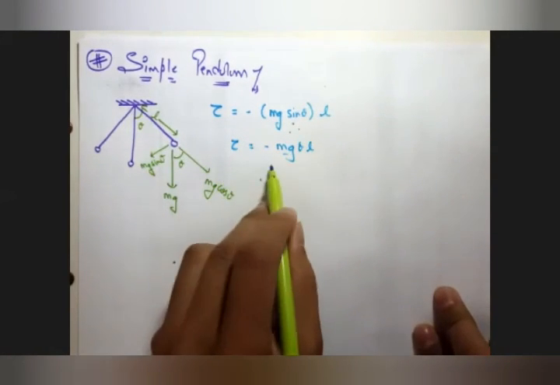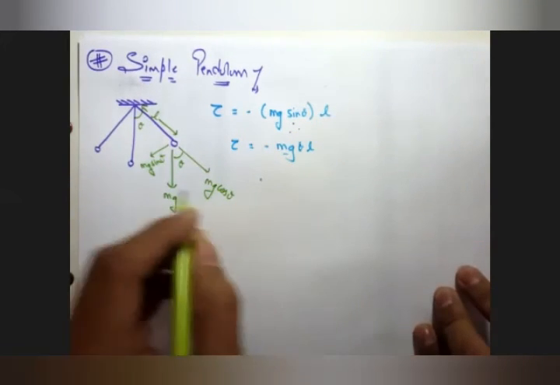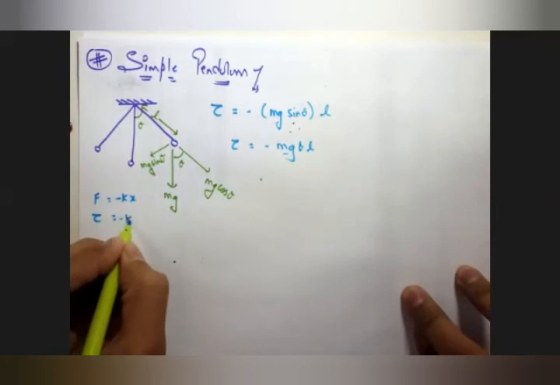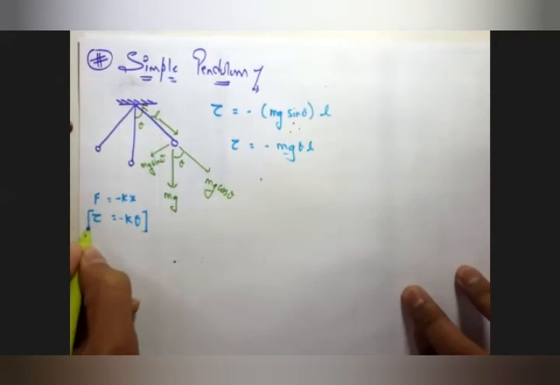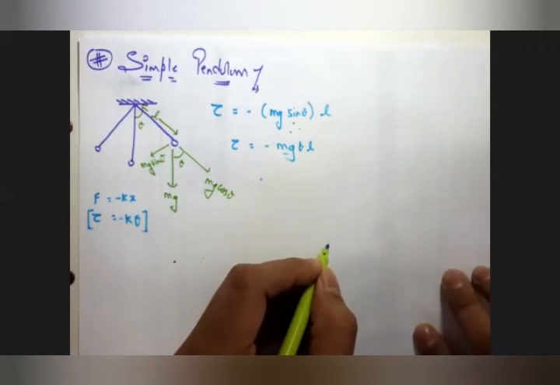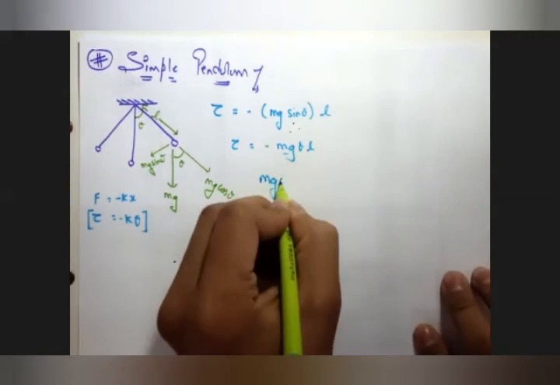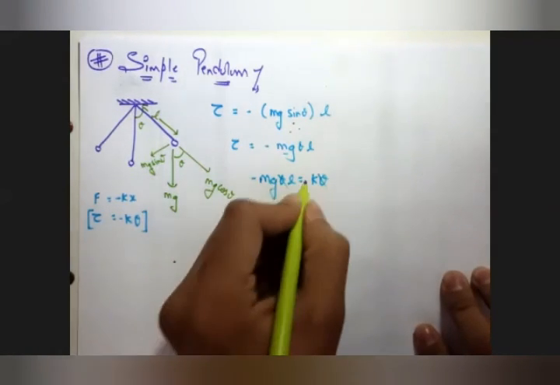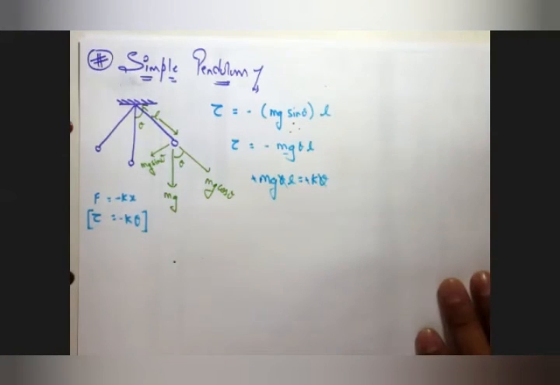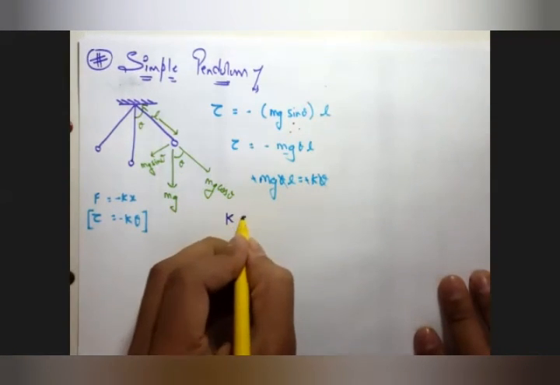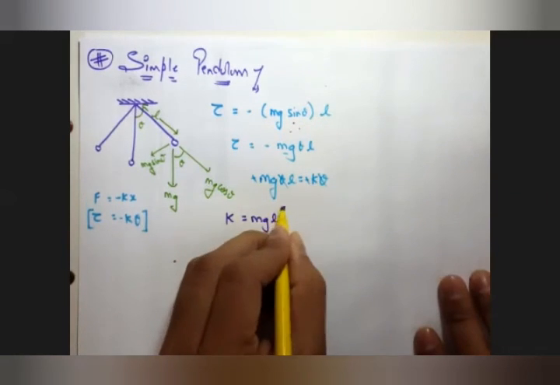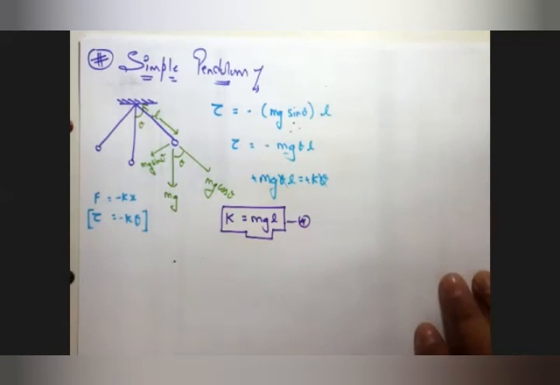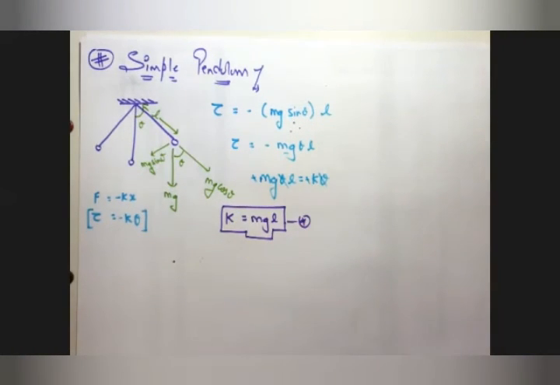The restoring torque has its formula as minus k theta. The restoring force says minus kx. Force becomes torque, k is as it is, x becomes angular displacement theta, which gives minus k theta. So I can say minus mg theta L would be equal to minus k theta. Theta cancels theta, minus cancels minus. Now we can say K is equal to mgL. K, the spring constant, the spring factor, is equal to mgL. I hope this much is clear.